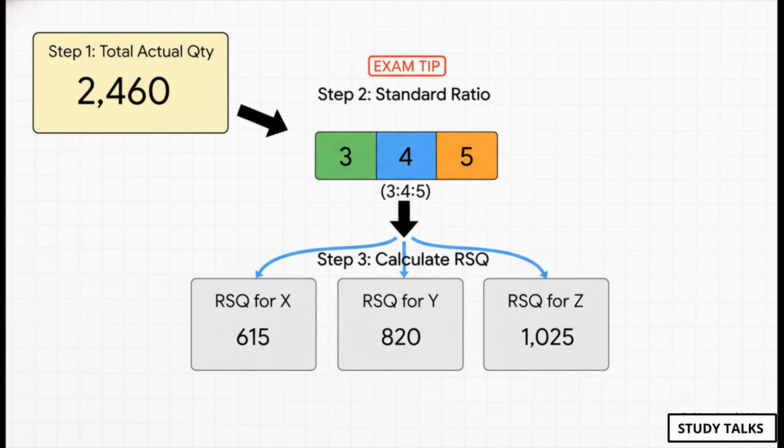Step 1, what's the total actual quantity? 2,460 units. Got it. Step 2, what's the standard mix ratio? It's 60 to 80 to 100. And step 3, we just apply that ratio to our total of 2,460. This tells us that if we had stuck to the recipe, we should have used 615 of X, 820 of Y, and 1,025 of Z.